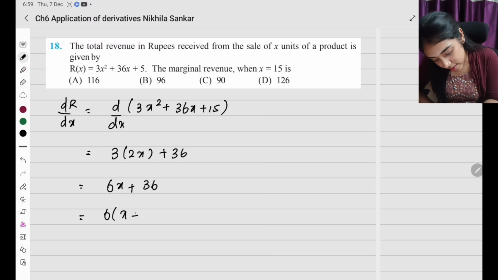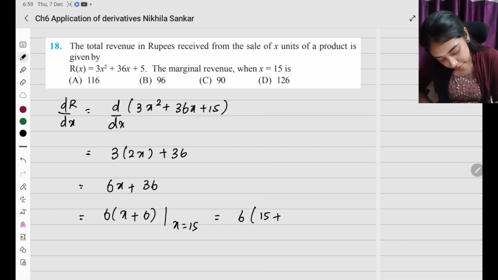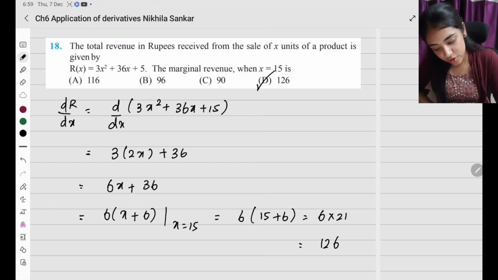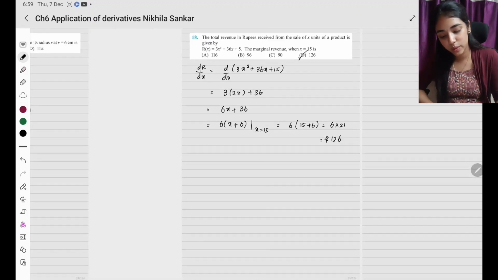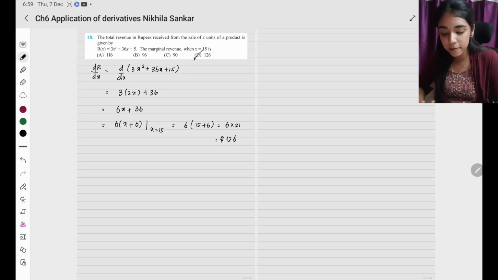6 taken common, x plus 6 when x value is 15. So I have 6 times 15 plus 6, which is 6 into 21. 6 ones are 6, 126. So it is going to be option D, rupees 126. Okay, please copy. So with this we are done with the first exercise.